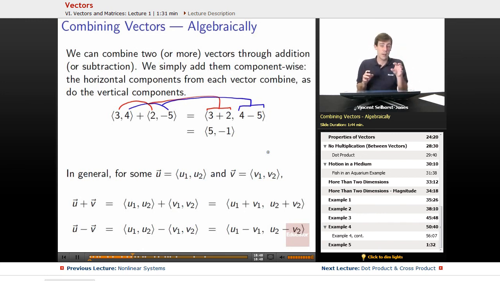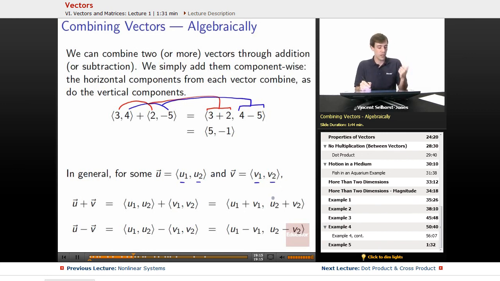We're just taking the numbers at the beginning, adding them together, the numbers at the end, adding them together. We're doing it component-wise. Each component stays and only mixes with components that are the same type. First components with first components, second components with second components, and so on. So in general, for some u, u1, u2, that's just saying the first component of u, the second component of u, and then v1, v2, the first component of v, the second component of v.